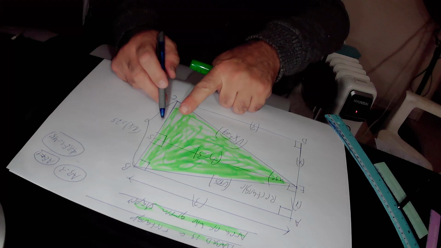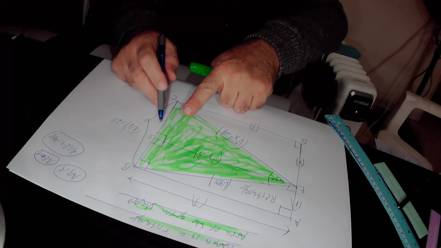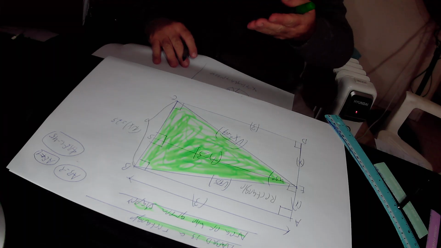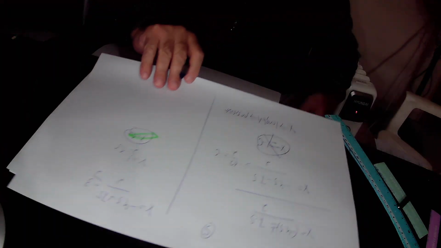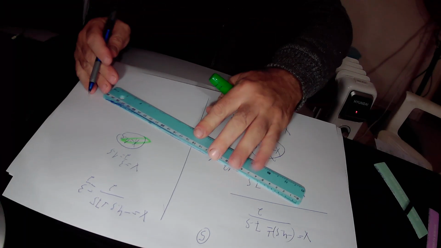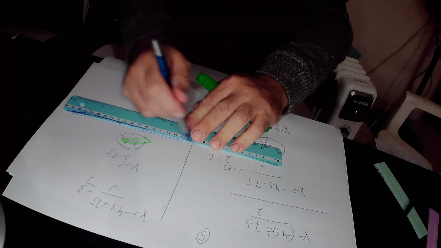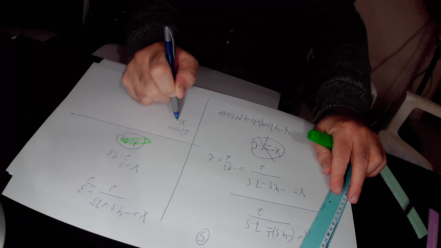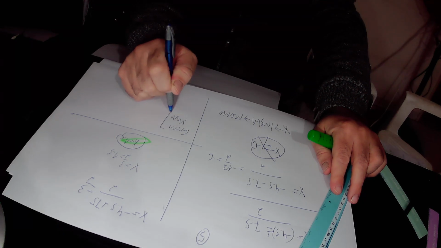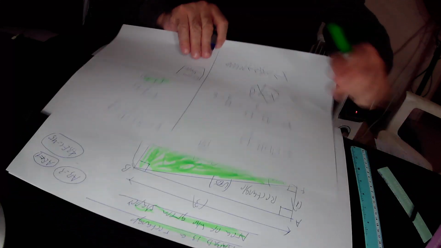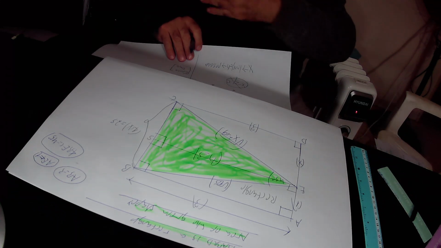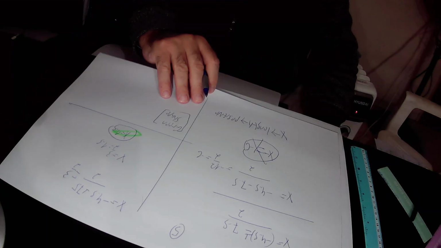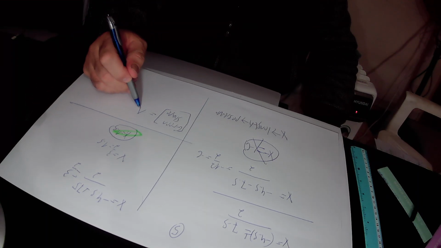And we already found out that the height is 3. Now it is very easy to find out the area of the green shape. The green shape is actually the green triangle BC. So the area of this green shape is equal to the area of the green triangle BC.